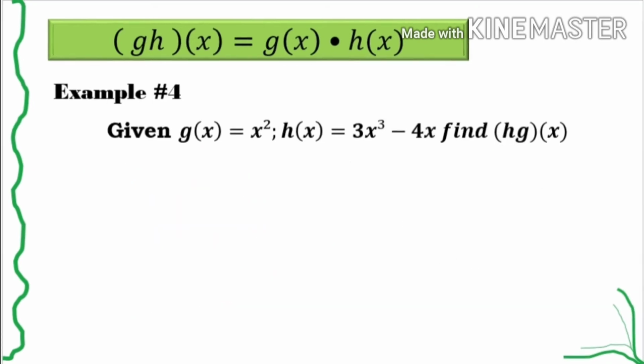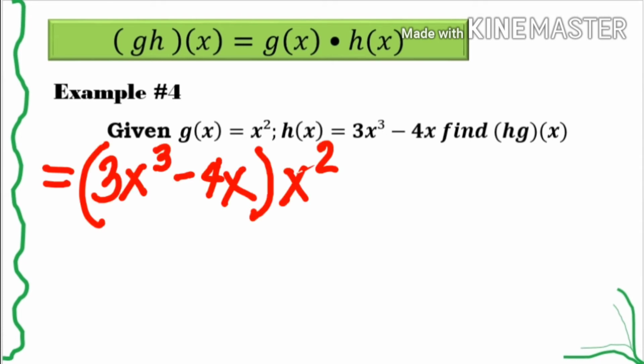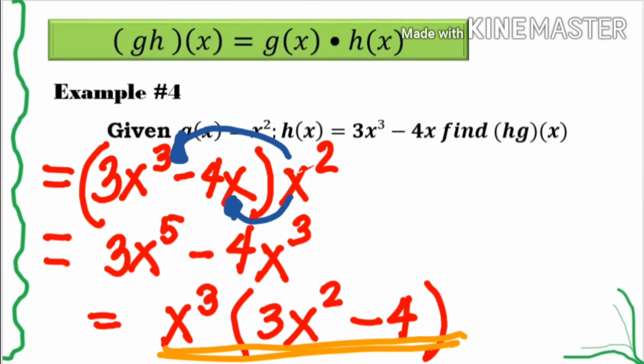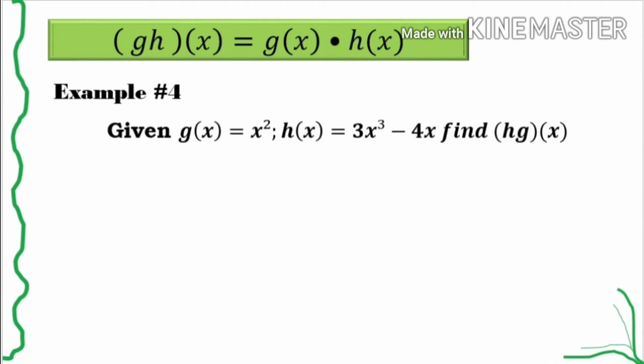Example number 4, given g of x equals x squared, h of x equals 3x cubed minus 4x, find hg of x. Okay, substitute the given to the formula, then distribute x squared to 3x cubed minus 4x. So we have 3x raised to 5 minus 4x cubed. To simplify, find the common factor. So we have x cubed times the quantity of 3x squared minus 4.